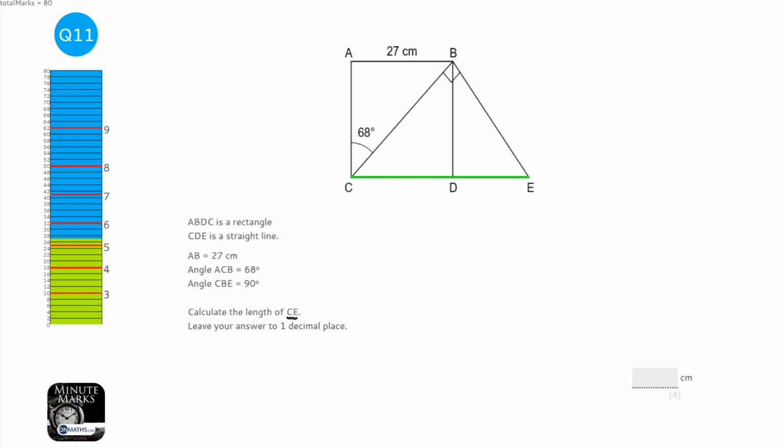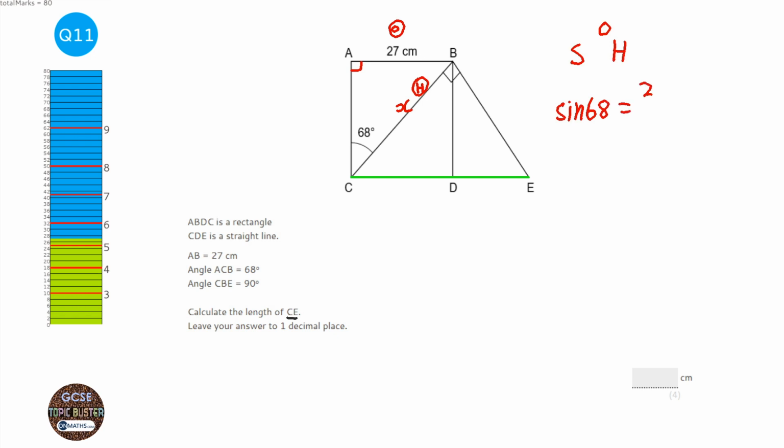Now what I'm going to do is just label this X. And I realise that it needs to be trigonometry, because this is a rectangle, that's a right angle. So I'll need to use trigonometry for it. So we've got opposite and we've got the hypotenuse. So we're going to use sine. So SOH. So it's going to be sine 68 equals 27 over x.